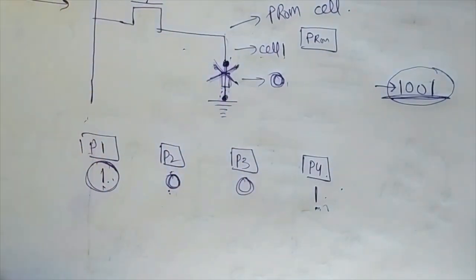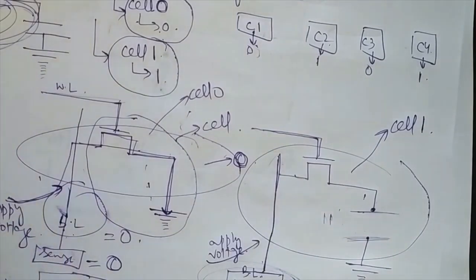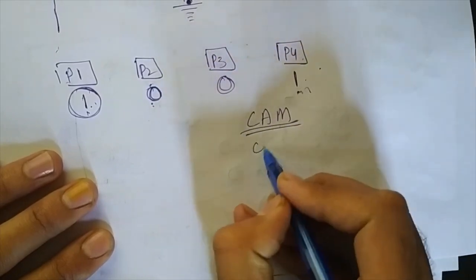So this is the example of PROM, and we also discussed the ROM. So I hope you understood the structure of RAM, what cells compose RAM, what cells compose our caches, what type of memory cells are required for designing ROM, and what type of memory cells are required for designing PROM. Okay. Another type of memory is CAM, Content Addressable Memory.